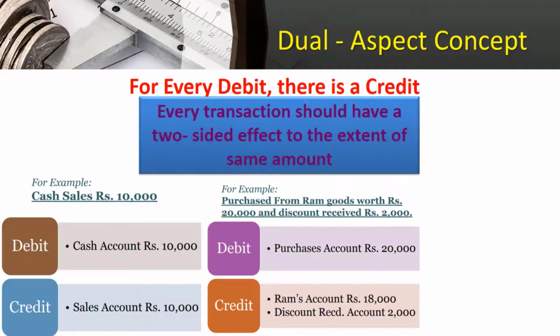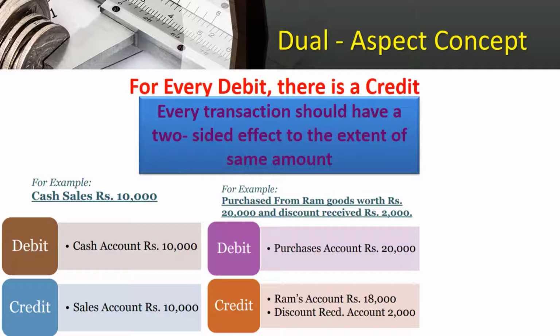Dual aspect concept. Every transaction of the business has two effects. One is debit, the other one is credit. For instance, the first one is cash sales of rupees 10,000. As a result of this transaction, the company received 10,000 cash from the customers. So this is an asset and it has a future value. Therefore, this is the debit side of the transaction.